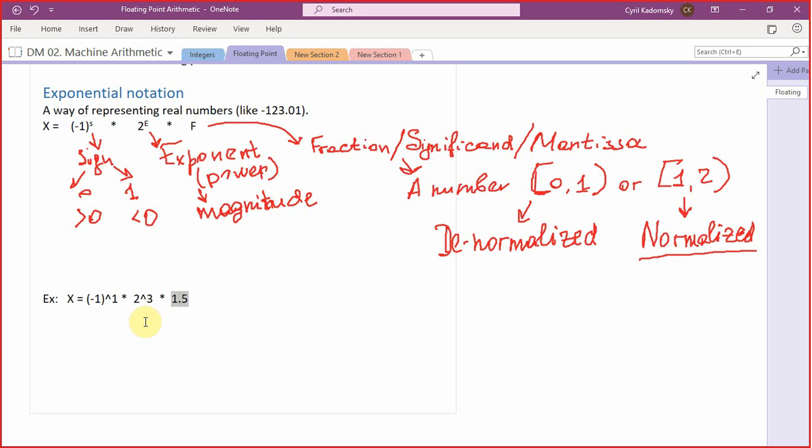So we have a fraction in base 10 and the exponent also in base 10. And what does it give us, which number do we obtain? Here we can make it very easy. Minus 1 power 1 is just minus 1, right? 2 power 3 will give us 8, and 8 multiplied by 1.5 will give us minus 12. And that is just the representation of number 12.